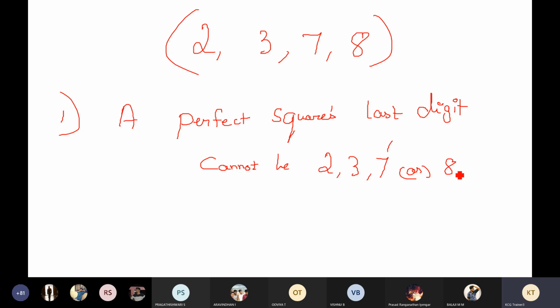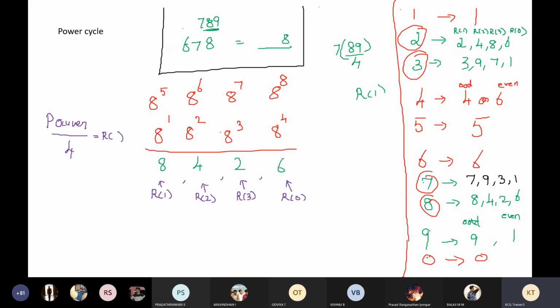A perfect square's last digit can be 1, 4, 5, 6, 9, 0. They all are possible. But if the number ends in 2, 3, 7, or 8, you can straight away say it's not a perfect square. Clear, people? Excellent. Now getting back to the question here.